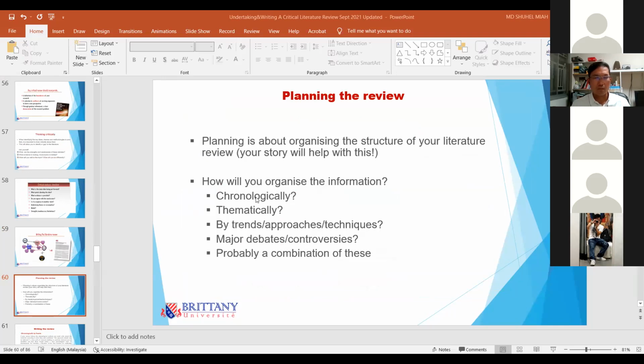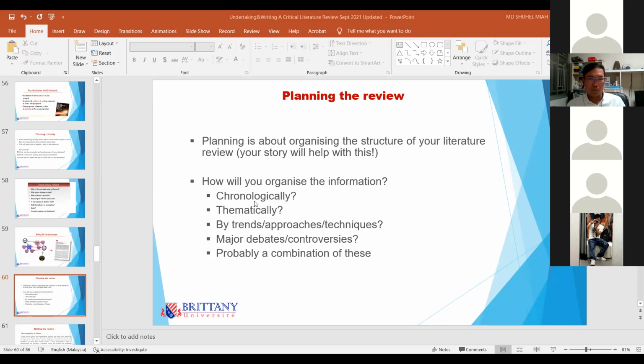You can put it chronologically, if there are stages or historical topics. You can put chronologically what happened in 1990, then 2000, 2010, 2015. You can put your information in the literature review chronologically.